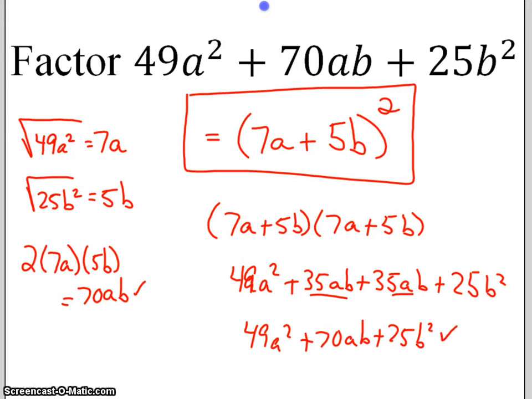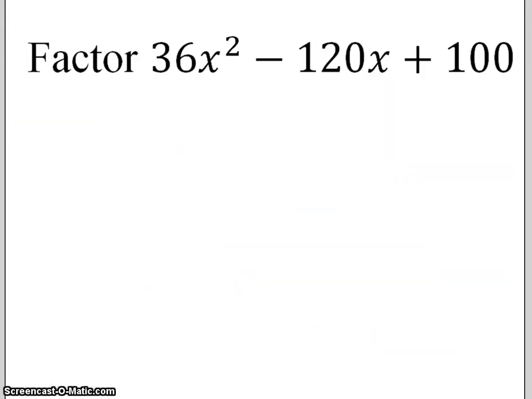Okay, let's do another one. 36x squared minus 120x plus 100. So actually, the very first thing we should do is factor out the greatest common factor on this one. So let's factor out a 4, it looks like. So we'll get 4, and then 9x squared minus 30x plus 25.